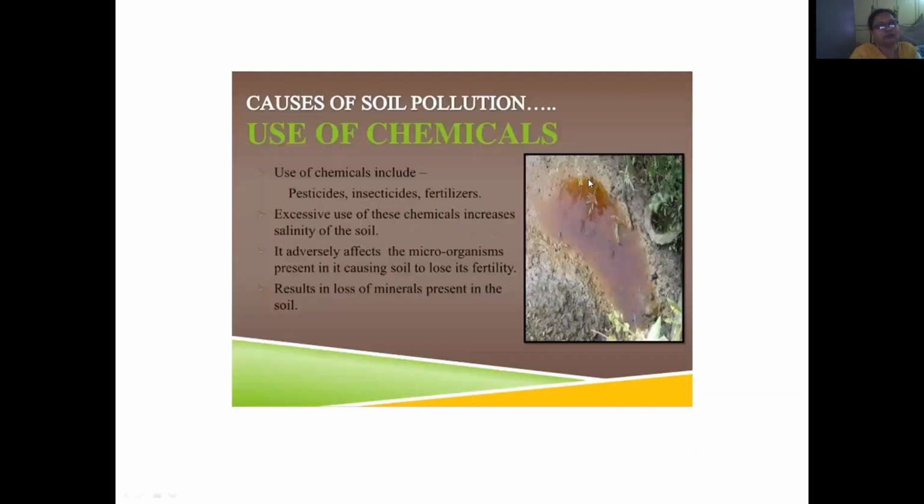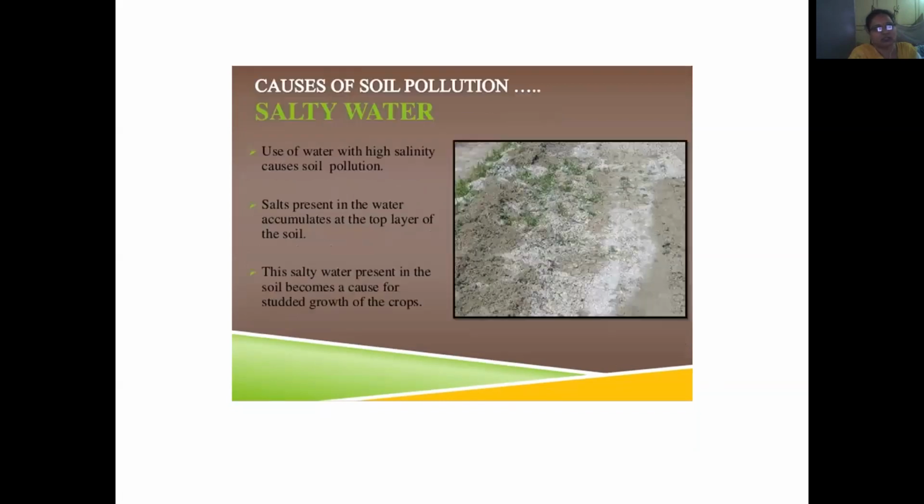Then, what are the different causes of soil pollution? That is the use of chemicals. So first, it is usage of chemicals, which includes pesticides, insecticides, and fertilizers on different crops. Right? Then excessive use of these chemicals increases the salinity of the soil, and it adversely affects the microorganisms present in it, causing soil to lose its fertility. Right? So it results in loss of minerals present in the soil.